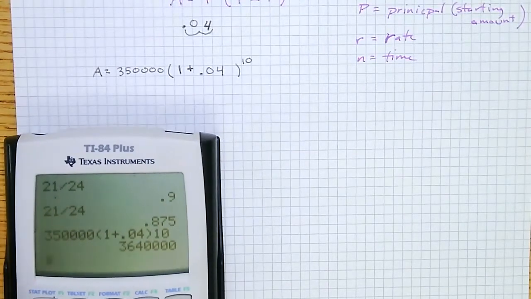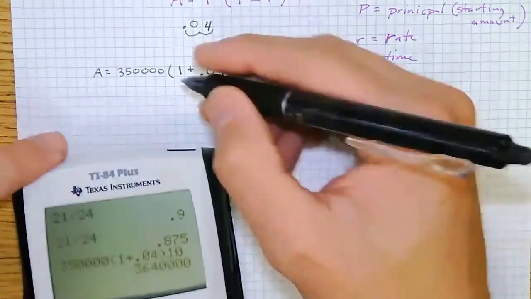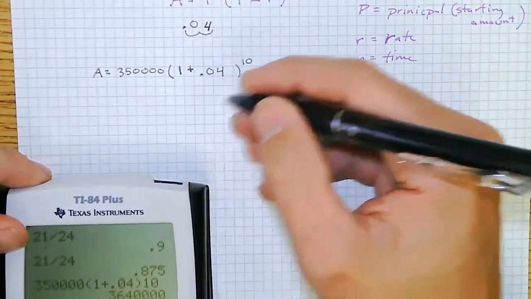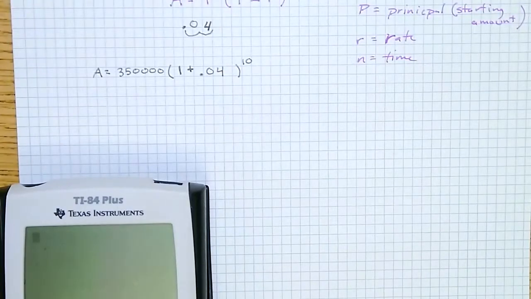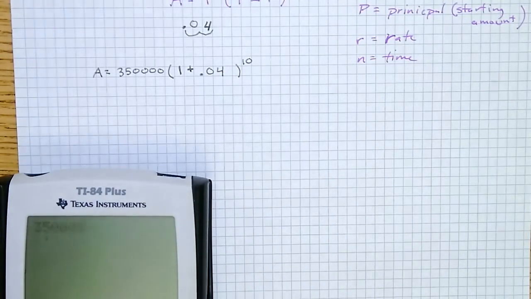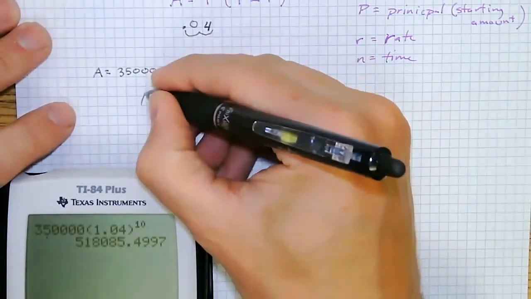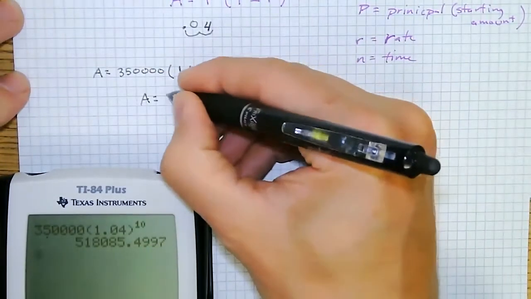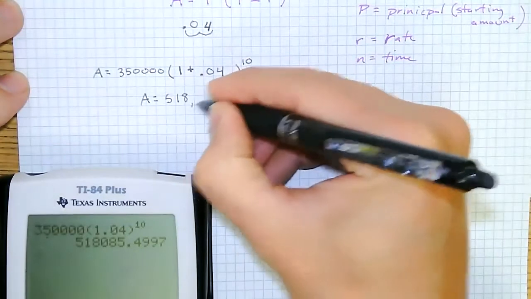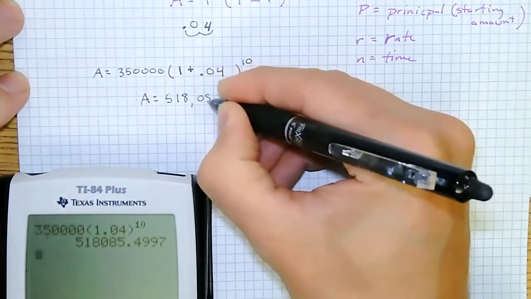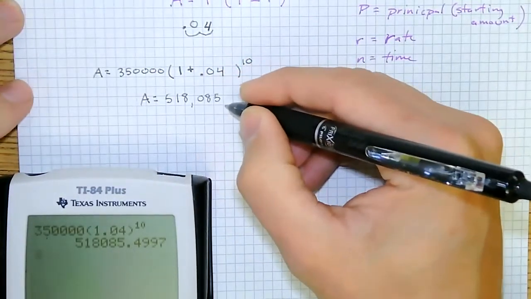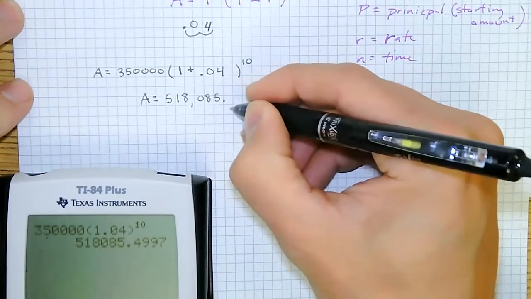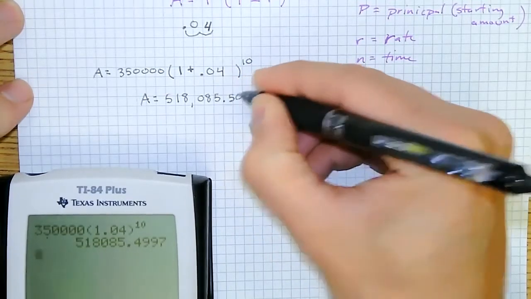All right, so after 10 years, the house is now worth, raised to the 10th power, there we go. Okay. So the amount the house is worth now would be $518,085 and 50 cents.